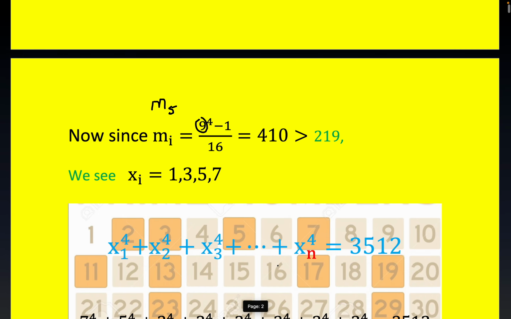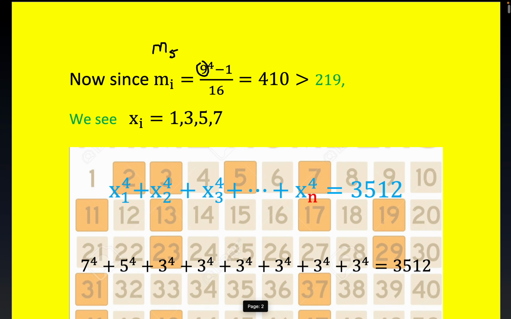The rest of this is just some computations, and I left out some of the tedious aspects of the computations. But I did discover that 7 raised to the fourth plus 5 raised to the fourth plus 6 copies of 3 to the fourth does sum up to 3512. Pretty cool. I liked it a lot.